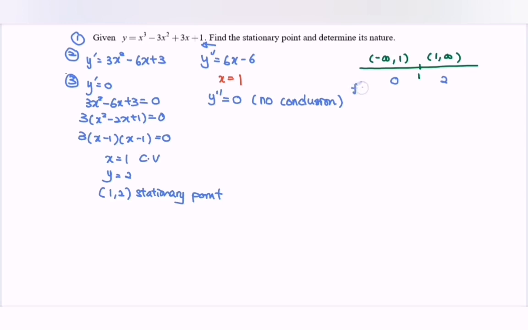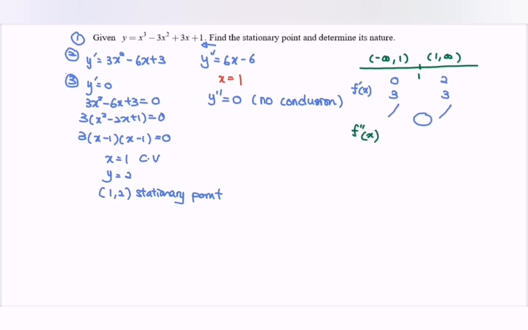So by using the first derivative test, if we substitute 0, we will have 3. If we substitute the value 2, we will have the value 3 as well. So for the conclusion of the first test, we notice that we have increasing and also increasing. So we can say here we have the inflection point. Just to double confirm, let's make use of the second derivative test.